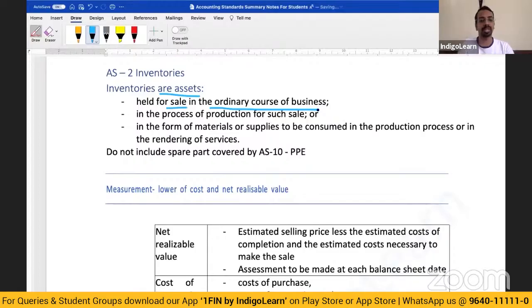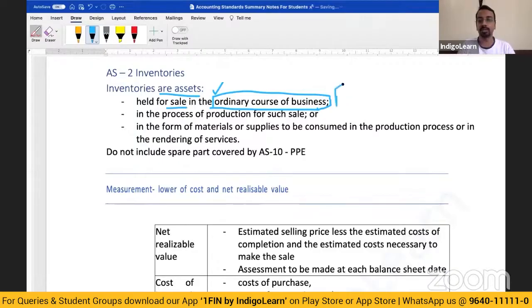Now, what do I mean by that? If you are holding an asset for use in the business, let us say you purchase computers and you're using those computers in the business, you will cover them under AS10, property, plant and equipment. But if you are purchasing computers to sell them in the ordinary course of business, this is very important. You can also sell fixed assets. It's not that you cannot sell fixed assets. Fixed assets also can be sold. But if you're selling them in the ordinary course of business, if that is your core part of operations, then those items or those assets can be classified as inventory.